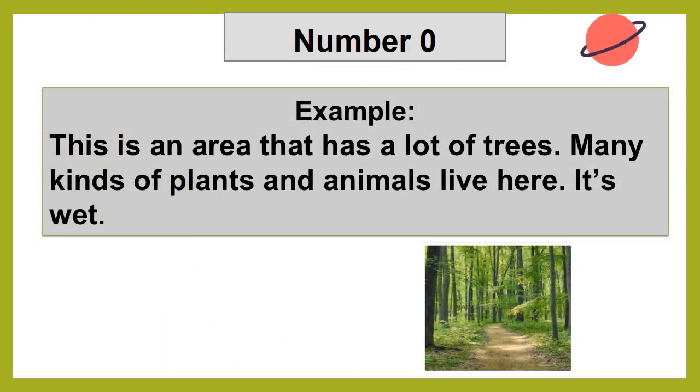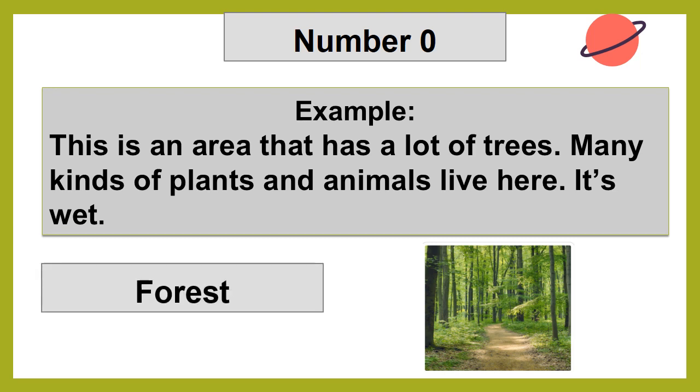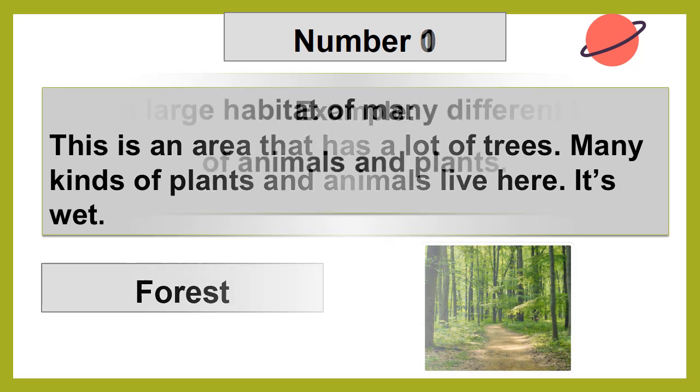This is an example with number 0. This is an area that has a lot of trees. Many kinds of plants and animals live here. It's wet. So you read the definition and take a look at the pictures. What words do you guess here? I believe what you're gonna guess is the forest, right? So write on the notebook. Number 0, forest. Now you're gonna do from number 1 to 11.